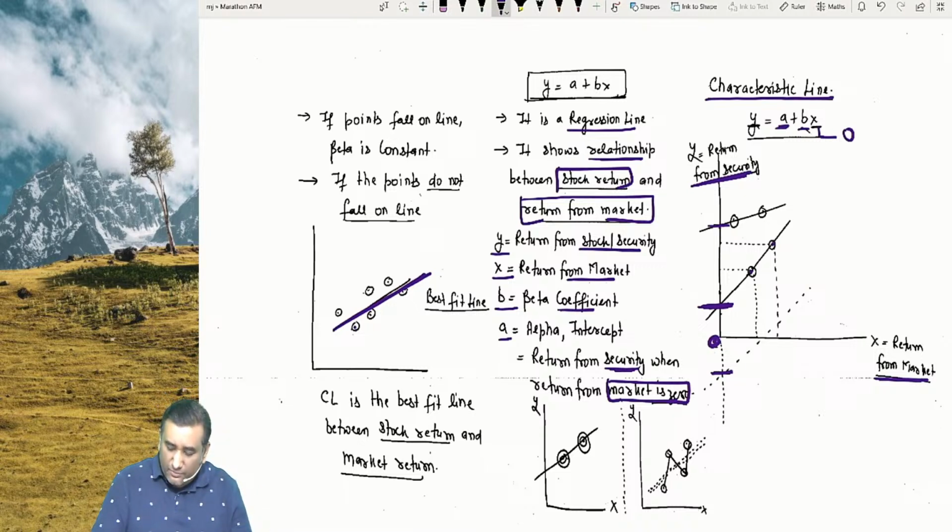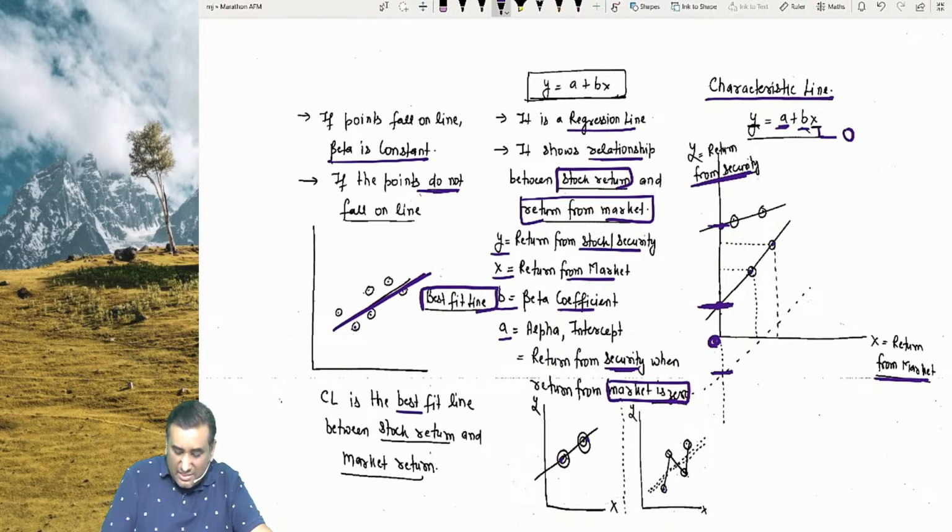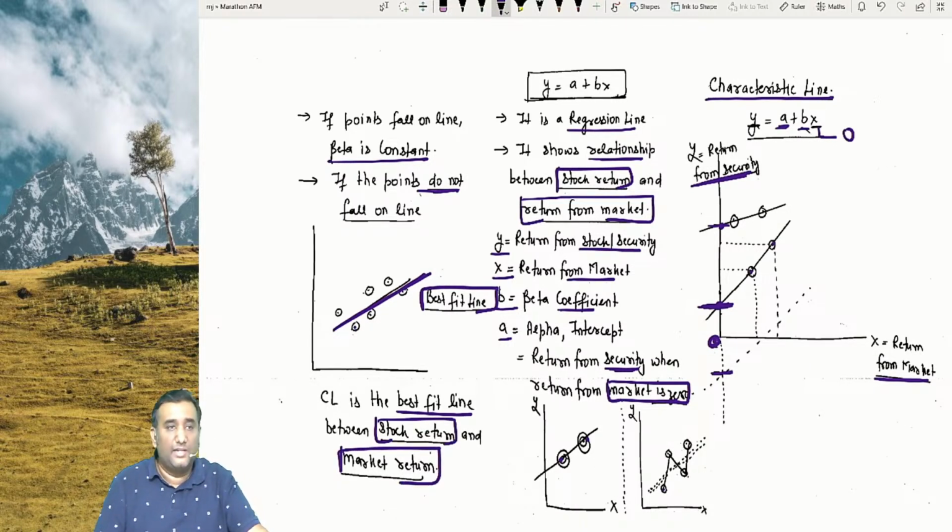Or you can say where would it cut. There has to be some number. It could be positive, negative, both, because it's a statistics line we have. So if there are two data points, we can say it's a straight line. If points follow a line, beta is constant, or you can say slope. If there are more than two data points, it could be a zigzag line. If points do not follow a line, we draw a best fit line. CL is the best fit line between a stock return and a market return.